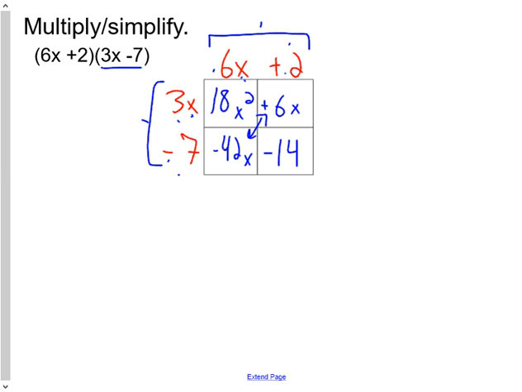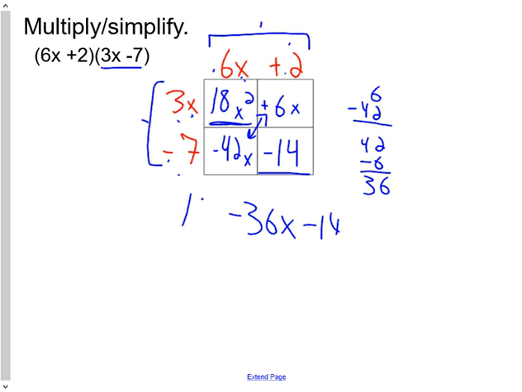Combining my diagonals, 6 and minus 42, right? Minus 42 wins that pull by a long shot, so it's negative, and then we do 42 minus 6, which is 36. So it'll be a minus 36x, and then the minus 14 was already set, and so was the 18x squared. Okay? So there's our answer there.